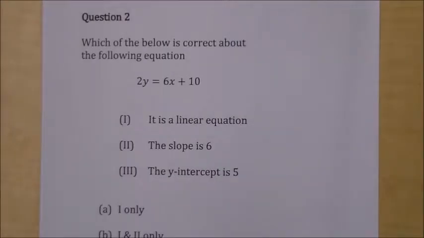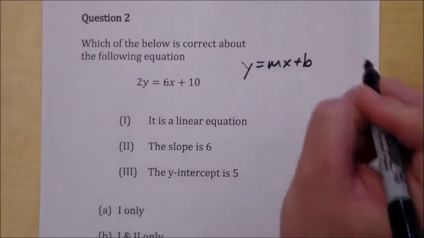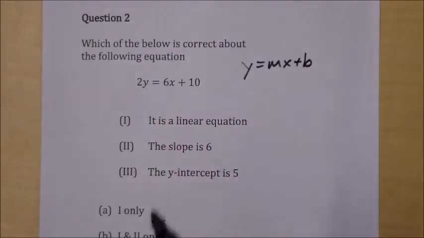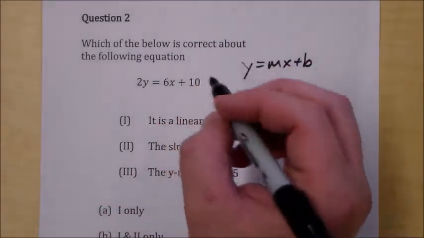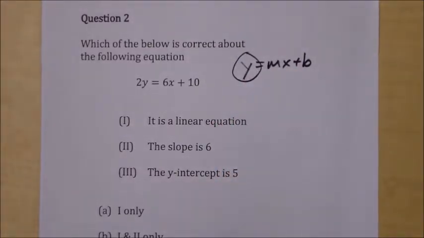Question 2, which of the below is correct about the following equation? 2y equals 6x plus 10. And you're like, it's not in the y equals mx plus b format, and that makes me sad. Why? Because you have a 2y here. And you're like, I don't like that 2y. I got to get rid of that 2y. I just want it to be y. That is the anchor of this equation. So I want this 2y to become just y.